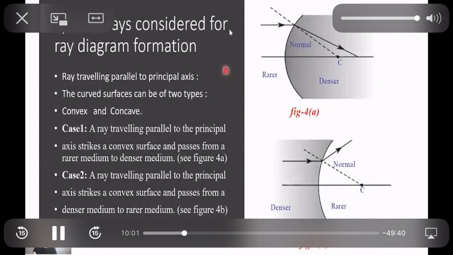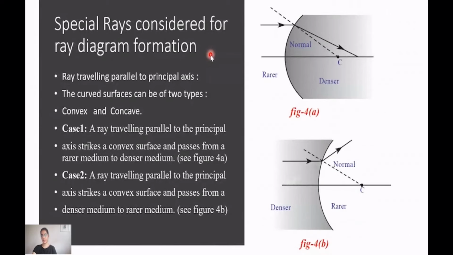Next, ray parallel to principal axis. Now this is the outward bulging surface here, so it's a convex surface. If you remember, if the ray is incident on the outward curve, the curved surface is convex, and if the ray is incident on this inward curve, then the particular surface is concave. So now the light ray here is parallel to your principal axis. This is your principal axis, this is the center of curvature.